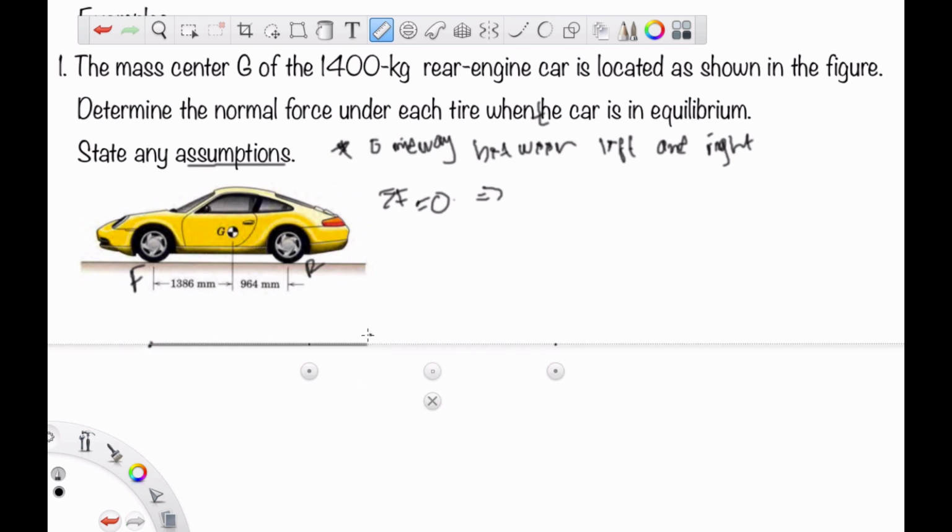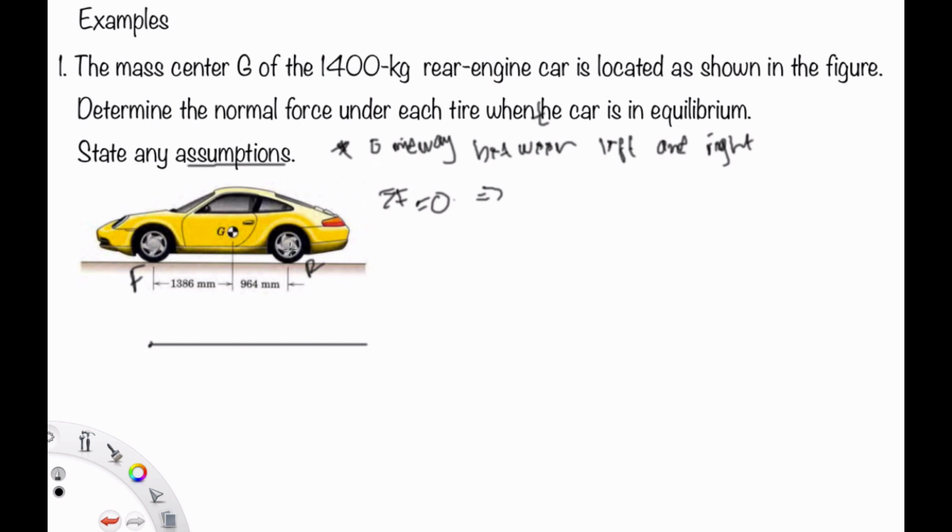So, I can write this one. Here is the F and here is the R, and the center G is located about here, with 934 millimeters here and 1386 millimeters here. Please remember that the engine is located between the two front tires, so I will write 2F here, and 2R for the two rear tires. We have to determine the normal force under each tire, so two normal forces at the front tires and two normal forces at the rear tires.